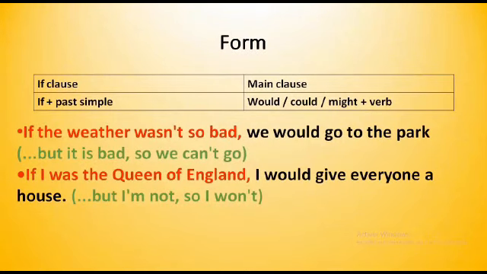Now, let's go to the form. If you can notice, in the if clause, this time, we use the past simple. Right? And then for the main clause, we use would or could or might plus the verb in infinitive without to.